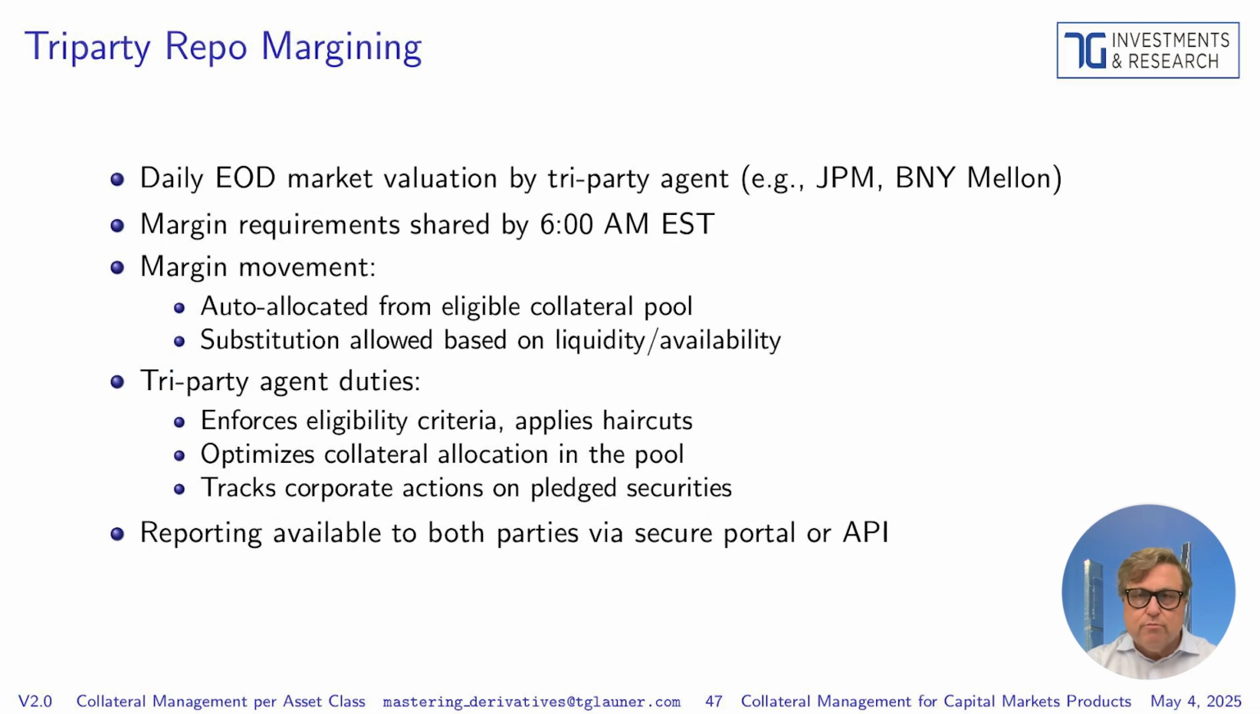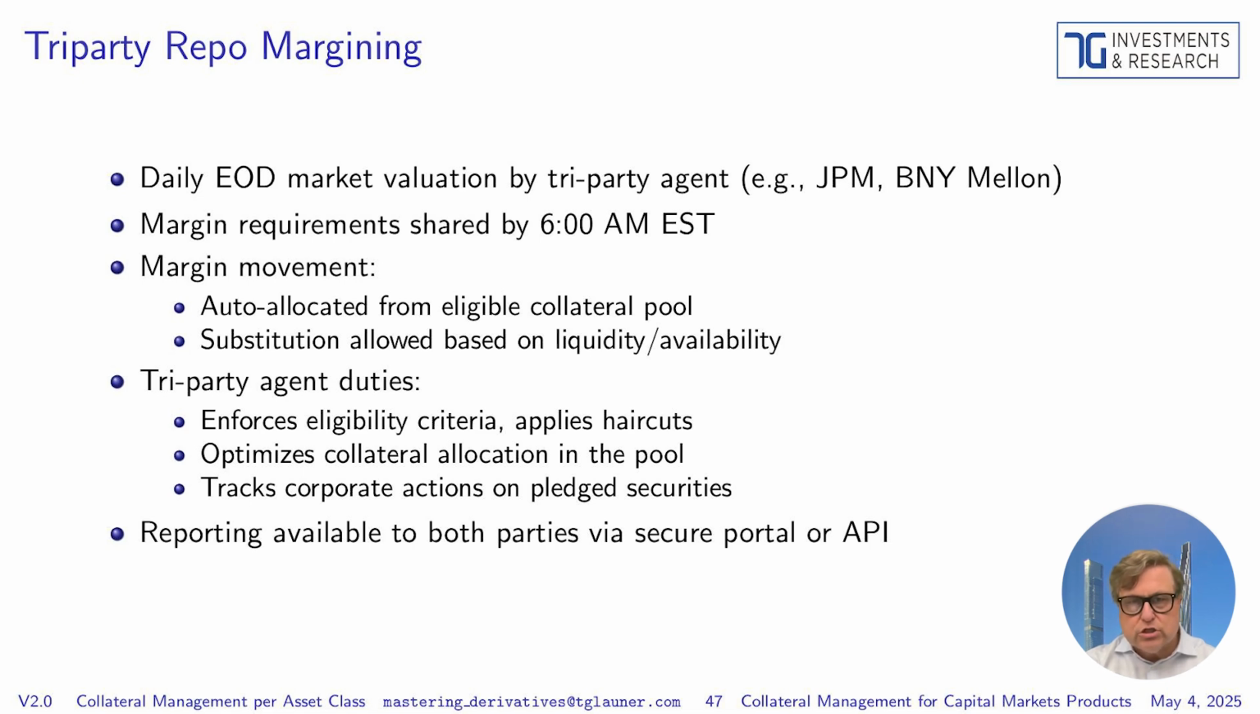So, repos can be bilateral or can be managed via a tri-party agent. In the tri-party repo margining process, a tri-party agent, such as JP Morgan or Bank of New York Mellon, conducts a daily end-of-day market valuation. The margin requirements are then computed by 6 a.m. The margin movements occur automatically from an eligible collateral pool, including which securities are pledged. Substitution of collateral is allowed based on its liquidity and availability for tri-party repos.